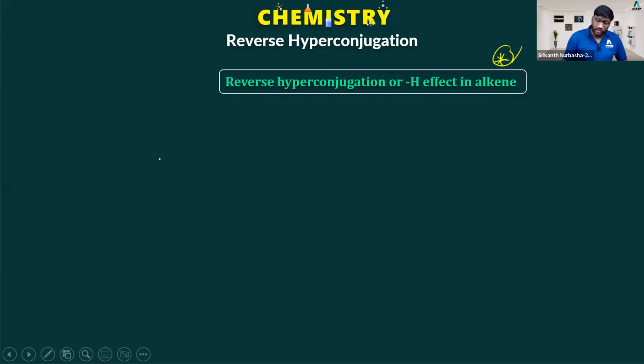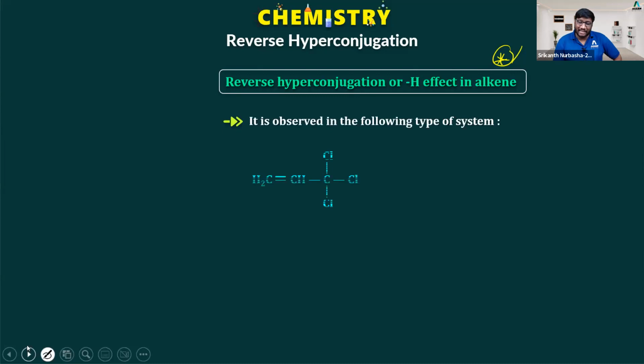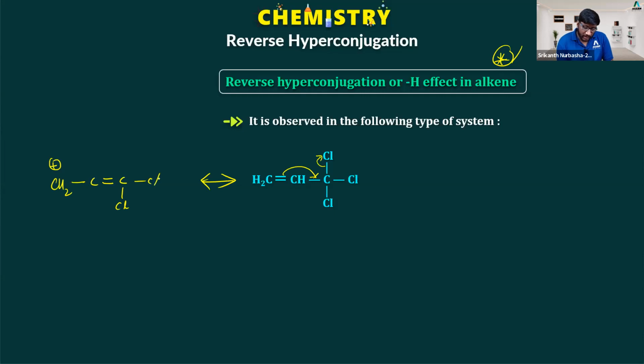What is reverse hyperconjugation? Consider a scenario where CCl3 is connected. Normally the CH electron density moves away from the hydrogen. But if you have a carbon-chlorine bond, chlorine is more electronegative. In that case, the chlorine has a tendency to pick up the electron density. So the C double bond C pi electron density comes in. So in that case, what happens? CH2 will have a positive charge, C double bond C, Cl. Now the Cl will have a negative charge.